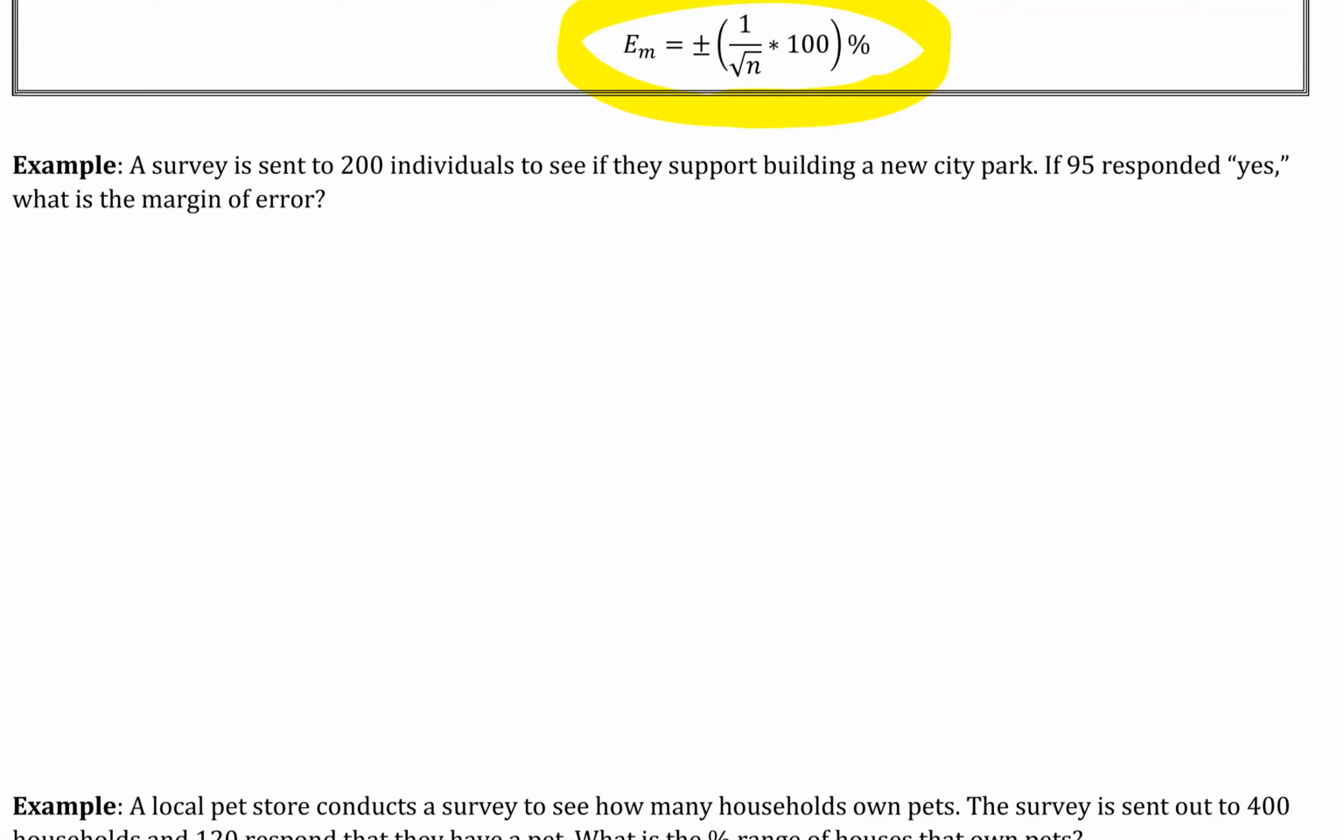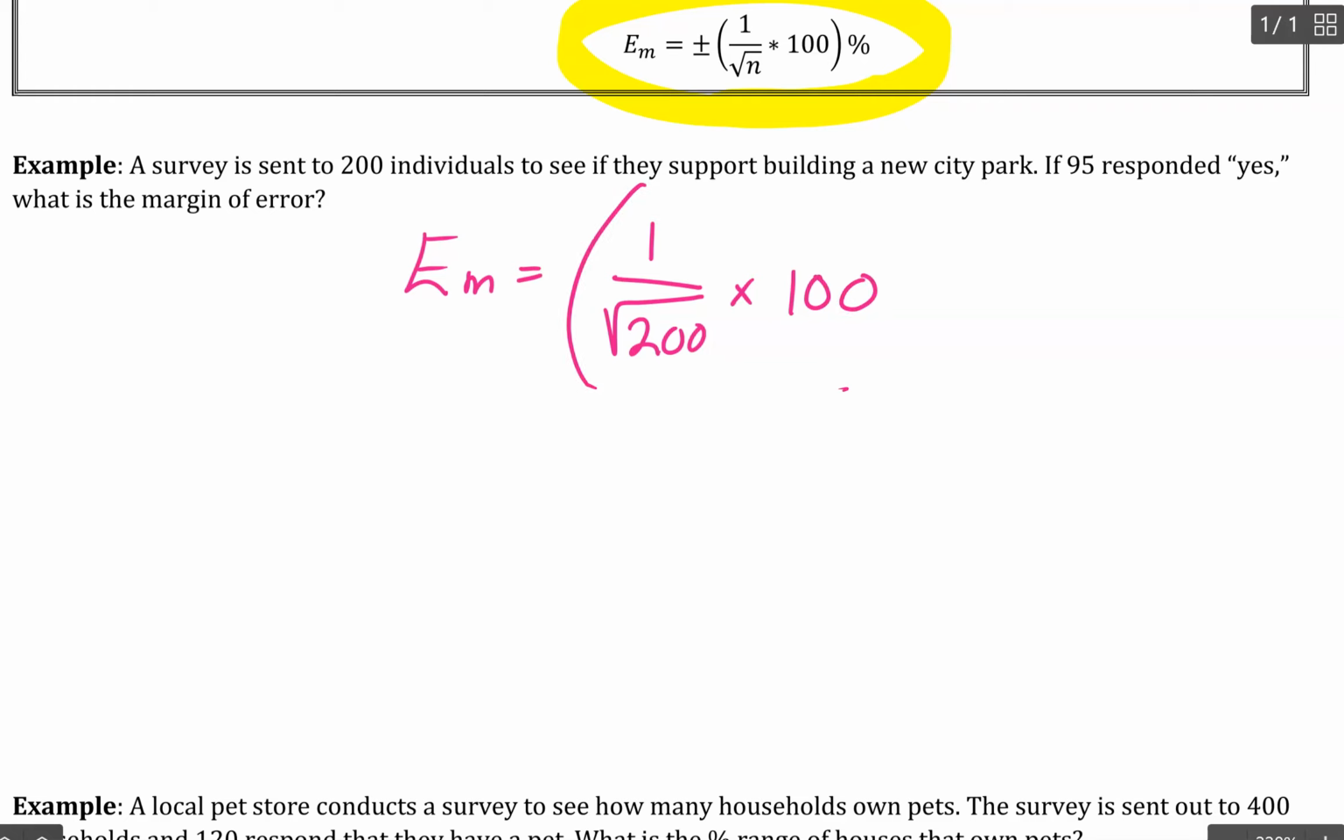A survey is sent to 200 individuals to see if they support building a new city park. If 95 responded yes, what is the margin of error? So according to our formula, we take 1 over the square root of the sample size, which is 200, multiply that by 100 because it's going to become a percent, and that will be the plus or minus.